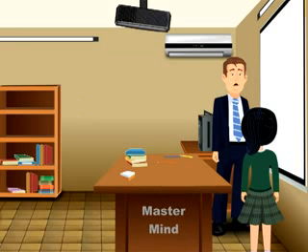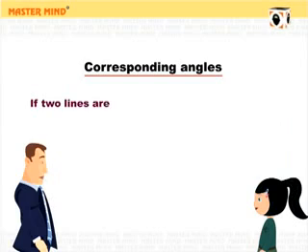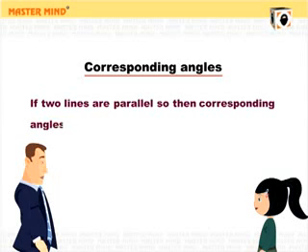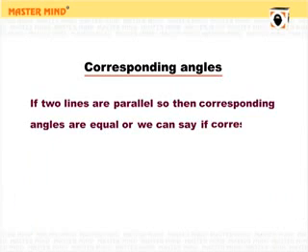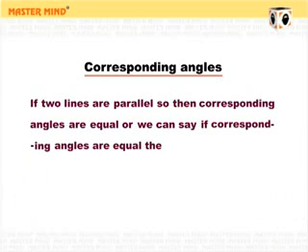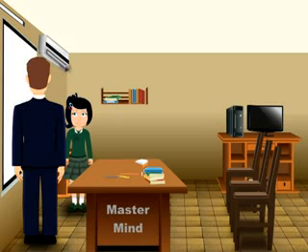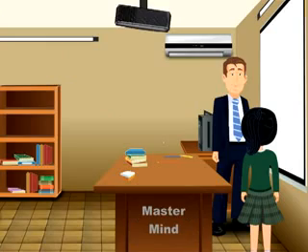Good. But you should know one more fact about corresponding angles. And the fact is, if two lines are parallel, then their corresponding angles are equal, or we can say if corresponding angles are equal, then the lines are parallel. How come, Professor? I am not clear with this statement.